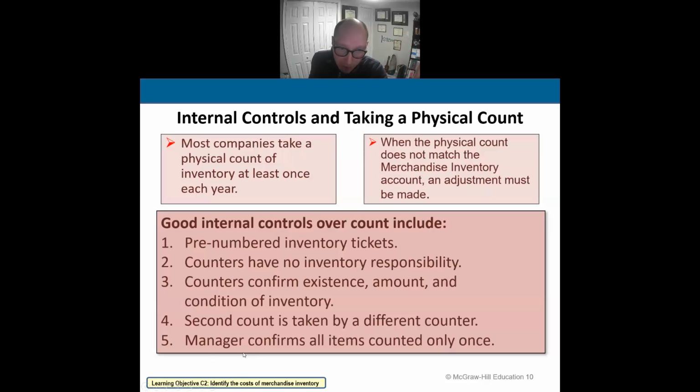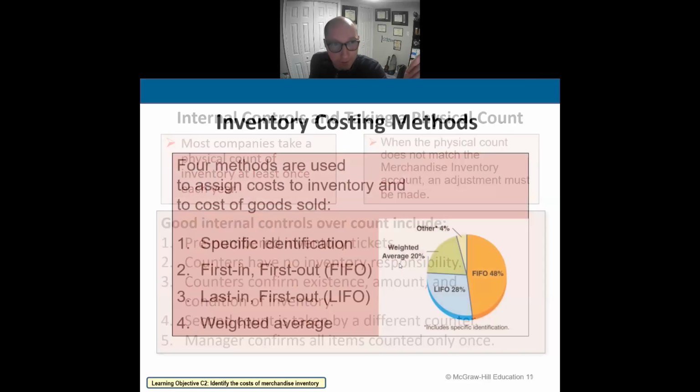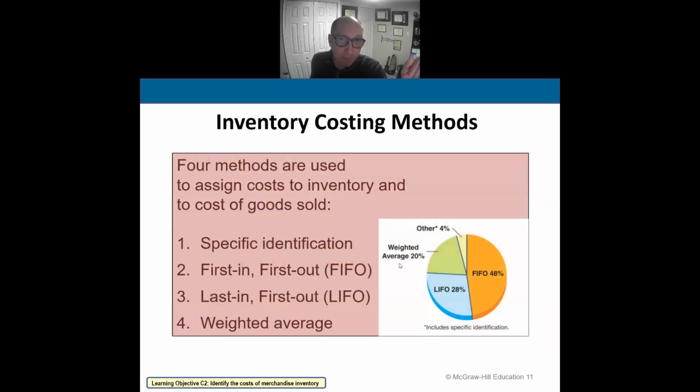Regardless of whether you're using perpetual or periodic inventory systems, we still need to make a physical count to make sure what we have on our shelf is what we have in our system, and that's how we know what we have available for sale. That's how it works.